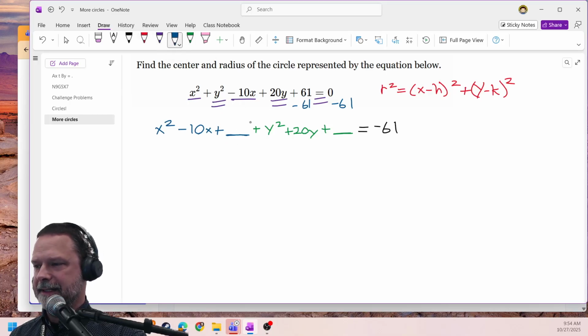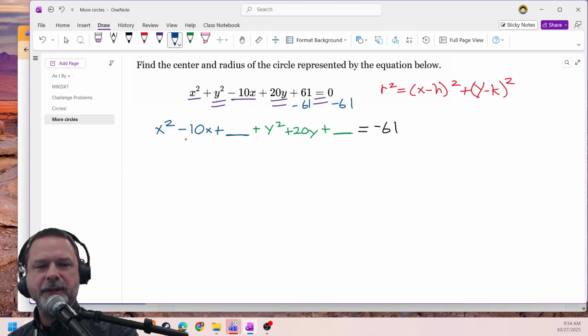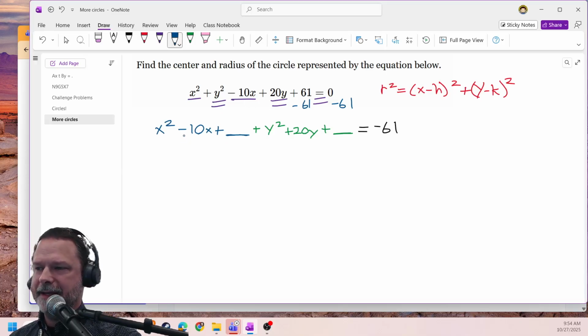Now what we're going to do is this adding. You guys remember the trick. What do you add? It's always half of what's in front of my x, squared. So what's half of 10, squared? Well, half of 10 is 5. So 5 squared is 25. So I'm going to add 25. Well, whatever I do to one side, I have to do to the other. So I got to go plus 25. Piece of cake.